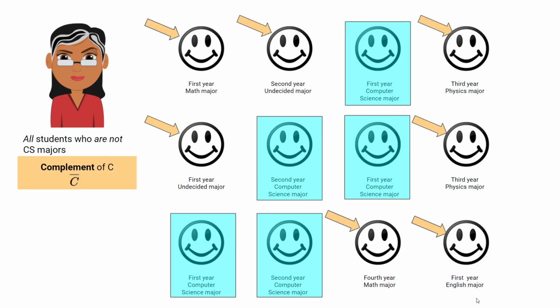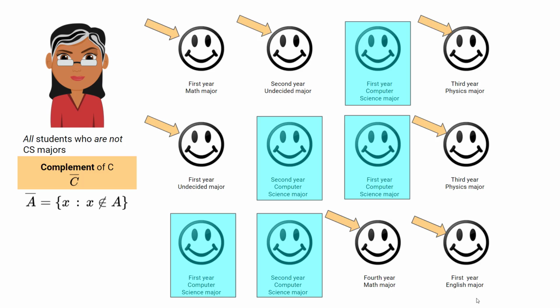In general, if A is a set, then its complement is a new set whose elements are those that are not in A. We use a bar over the name of the set to denote its complement. In our class, the instructor needs the complement of C. That's the set of all students not majoring in computer science.